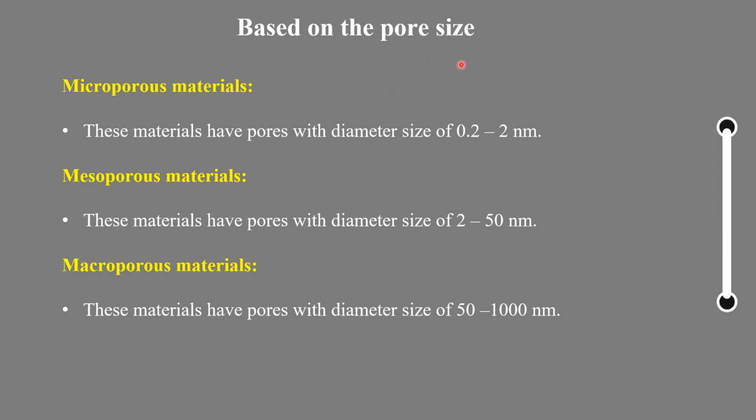Based on the pore size. Microporous material. These materials have pores with diameter size of 0.2 to 2 nanometer. Mesoporous materials. These materials have pores with diameter size of 2 to 50 nanometer. Macroporous materials. These materials have pores with diameter size of 50 to 1000 nanometers.